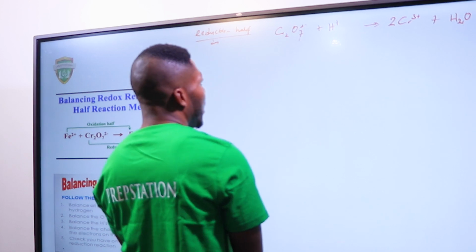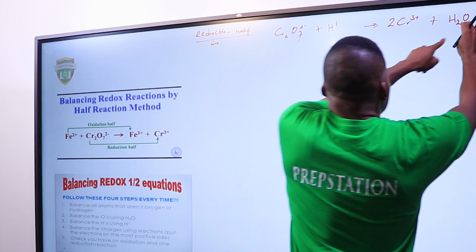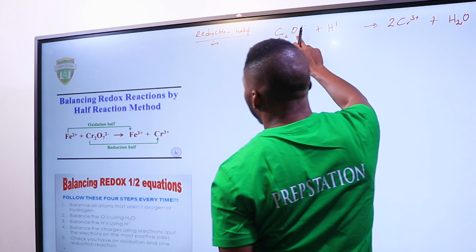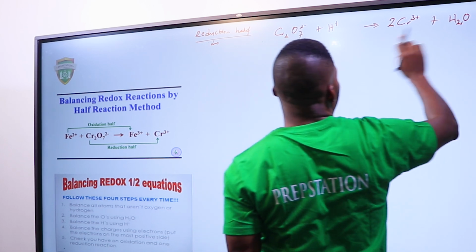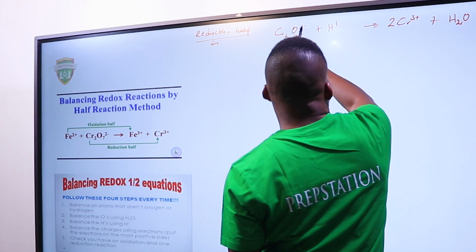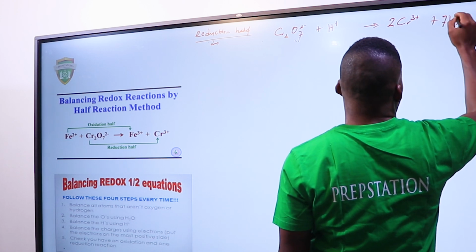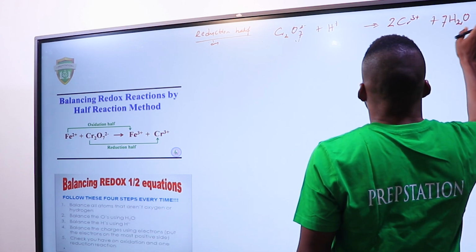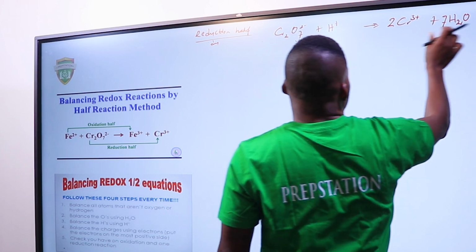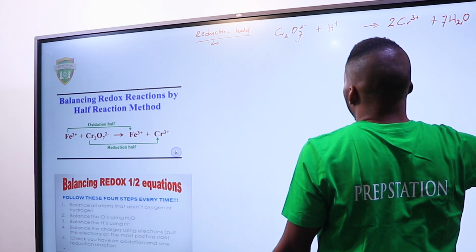Is that okay? Now, oxygen is not balanced. We have 7 atoms of oxygen here, where they have only 1. What do we do? Move this 7 to this point. We have balanced our oxygen. So oxygen is 7, oxygen is 7. 7 times 1 is 7. Is that okay?